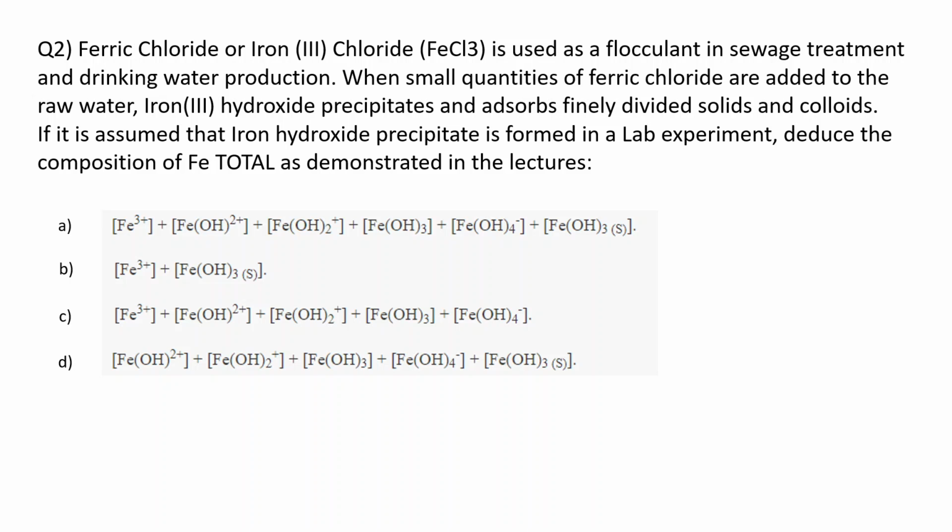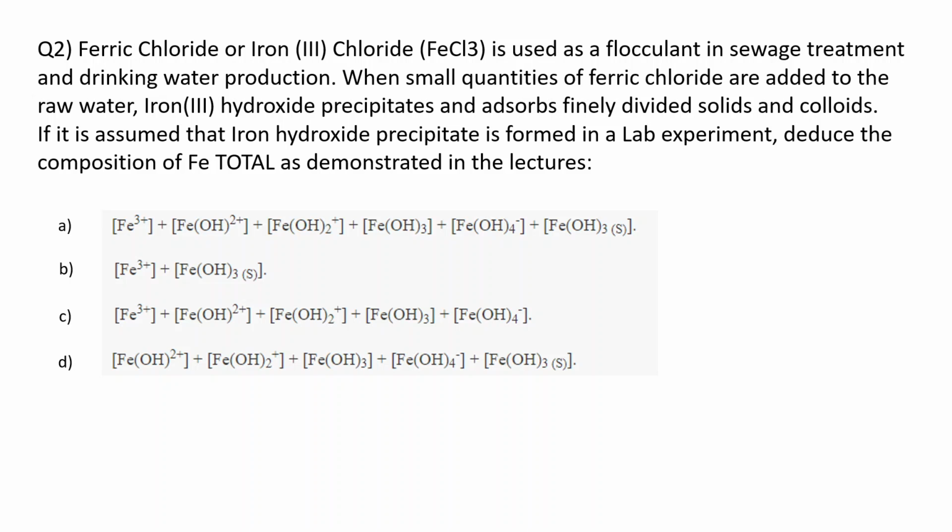Then when small quantities of ferric chloride are added to the raw water, iron hydroxide precipitates and adsorbs finely divided solids and colloids. So this is exactly what I explained. If it is assumed that iron hydroxide precipitate is formed in a lab experiment, deduce the composition of total iron as demonstrated in the lectures.